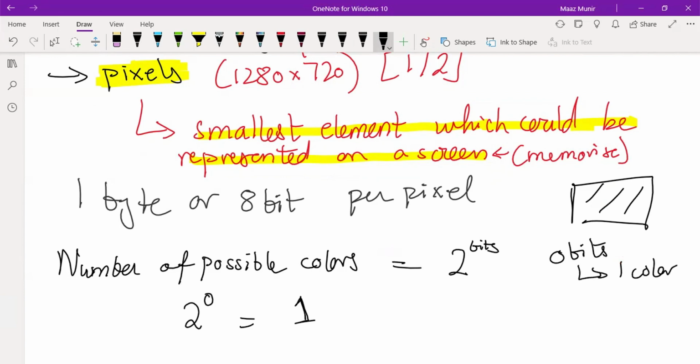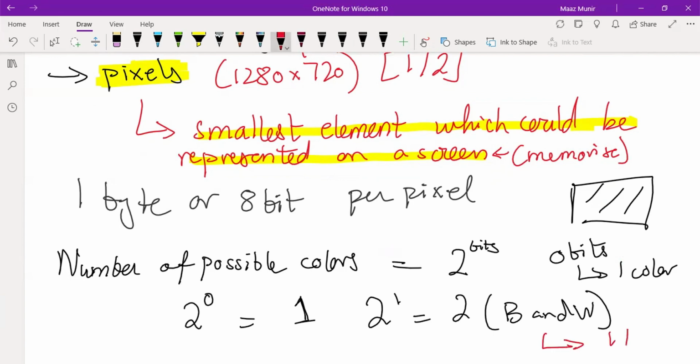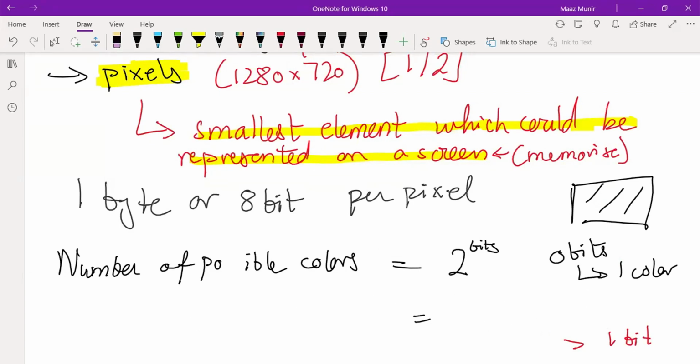Then moving on, let's say 2 raised to the power 1. This means 2, and those two are black and white. This means that if we have a document which only has black and white color in it, it is occupying 1 bit.